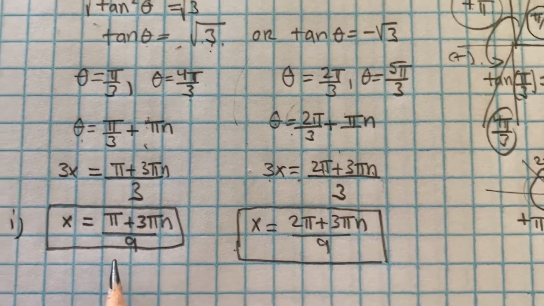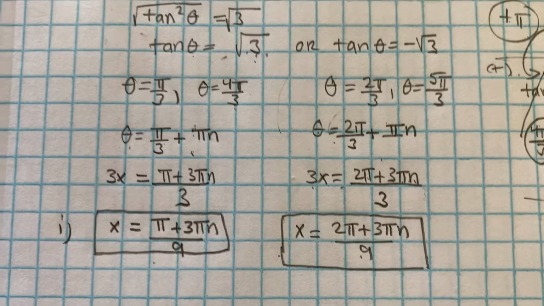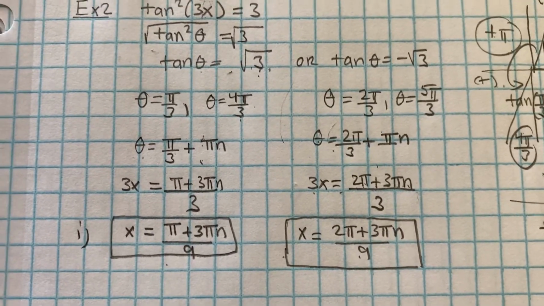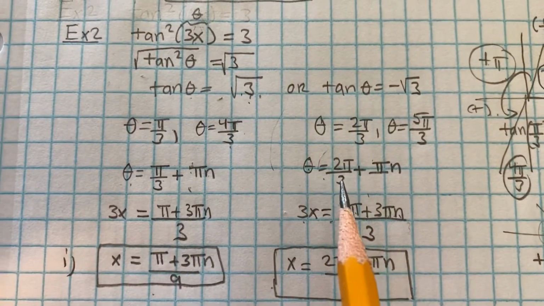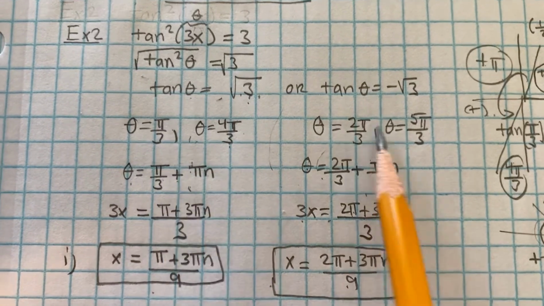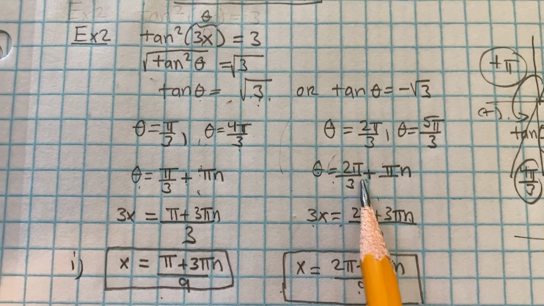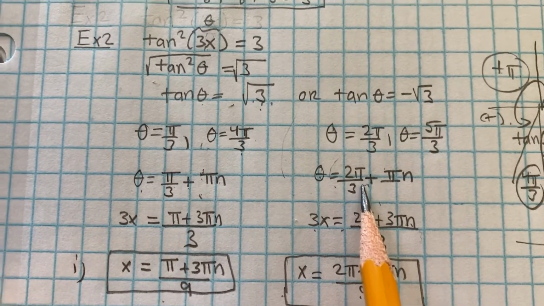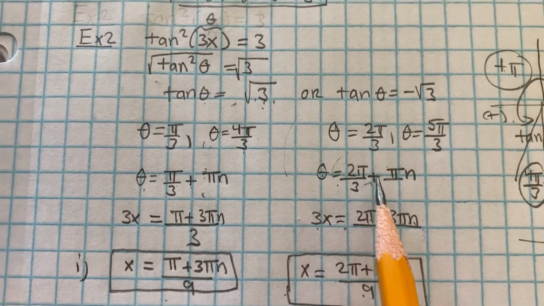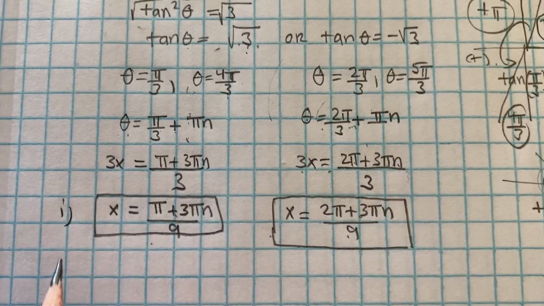Okay, so these would be the general solutions to this problem. The only tricky part right here, of course, is doing that theta substitution and then also condensing these solutions. If you didn't quite get that condensing part, I did explain it in the other video, so you might want to go back and take a look. And these are the general solutions.